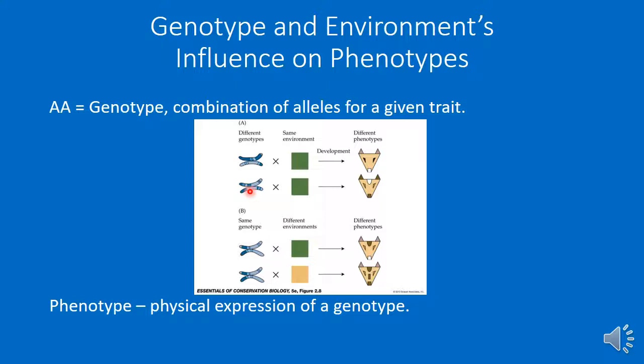And so that's what the DNA is on the inside. But that gets acted upon by your environment, where you live and what's going on. So we have genotype 1, genotype 2. Both of these organisms live in the same environment, the green square. So they grow, they develop, they go through life, and then they become adults. They look different.